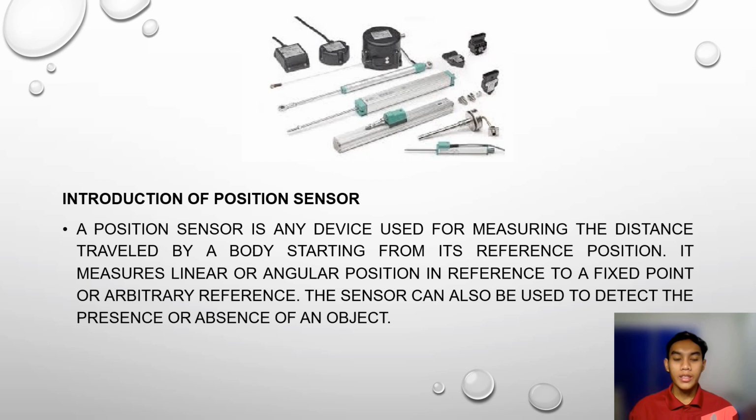Introduction of position sensor. A position sensor is any device used for measuring the distance traveled by a body starting from its reference position. It measures linear or angular position in reference to a fixed point or arbitrary reference. The sensor can also be used to detect the presence or absence of an object.